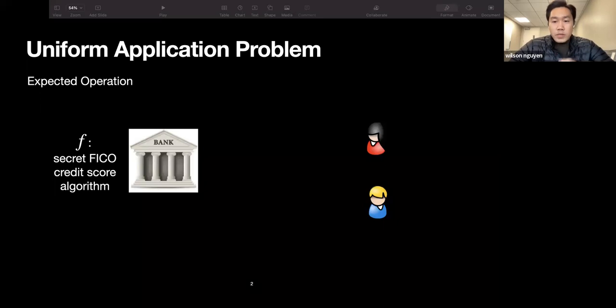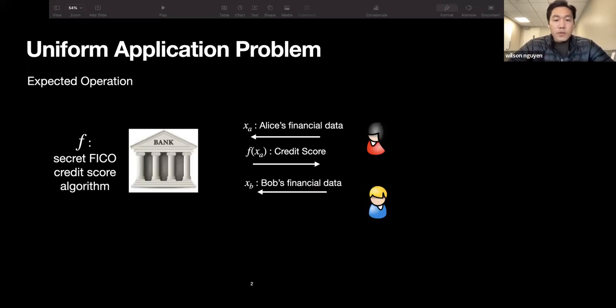So here are individuals, Alice and Bob. Alice will request her credit score by sending over her financial data, and the bank will apply the secret FICO credit scoring algorithm on her financial data and return back the credit score to Alice. Bob also sends over his financial data and receives his credit score in return. Now, this is expected operation because the assumption is that Alice and Bob will receive their credit score based on the same secret FICO credit scoring algorithm.